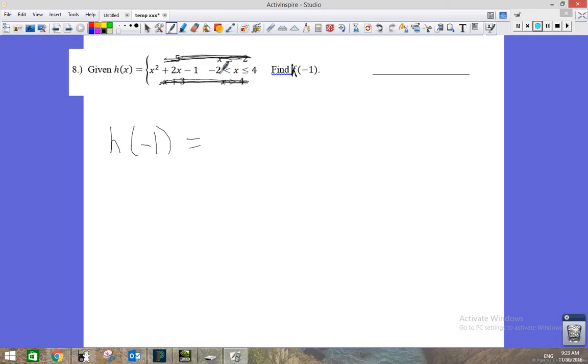-1 is between -2 and +4. I'm going to use this equation. Everywhere I see an x, I replace it with -1. And you have to be cautious that -1 squared is +1. So we have 1 minus 2 minus 1, which is just -2, because the +1 and -1 end up canceling each other out.